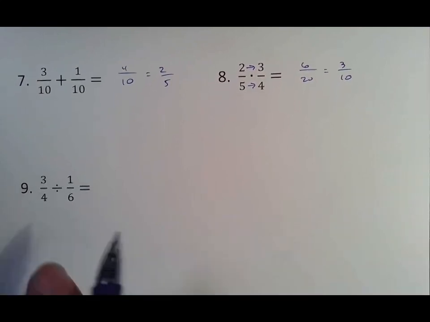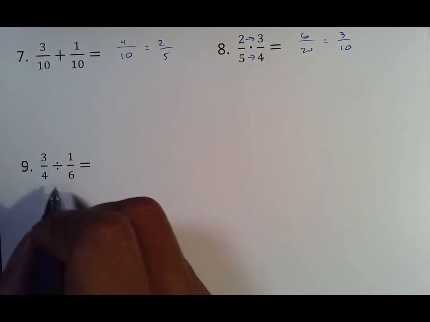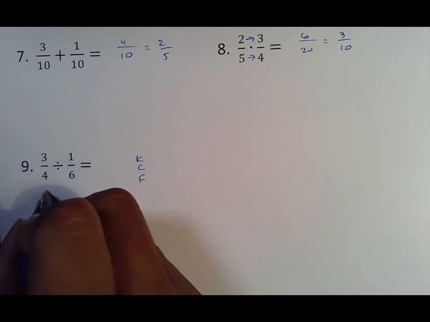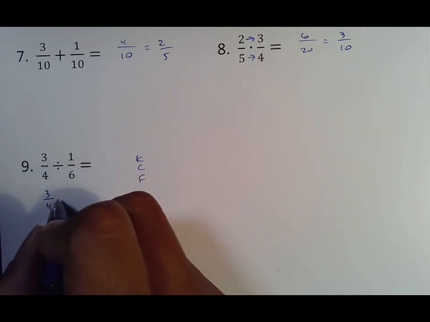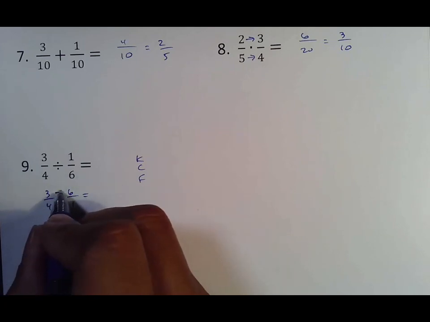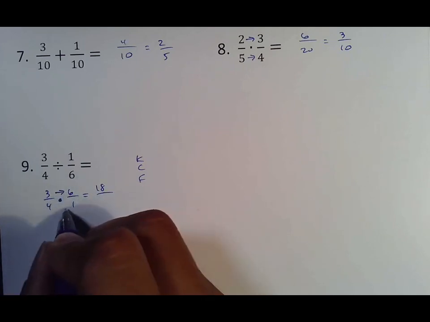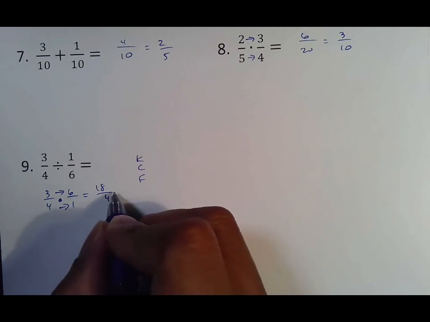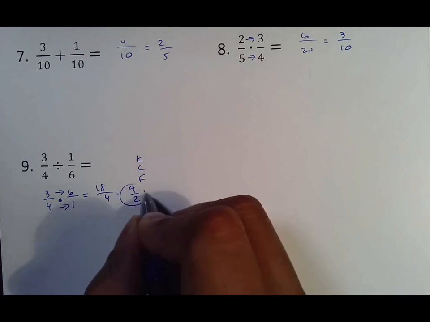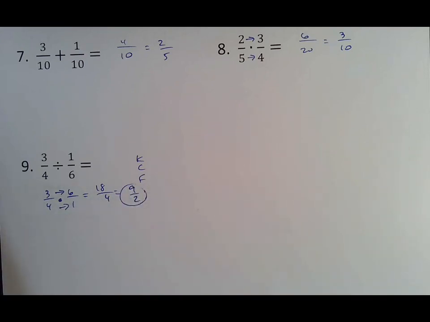And even on this one, remember that when you do division, we don't know how to divide fractions, so we keep, change, flip. This gets written the same, this gets turned into multiplication, and this becomes 6 over 1. When you multiply, you end up with 18 over 4. Notice again, both of these are even, so I can cut them in half to get 9 over 2 as my answer.